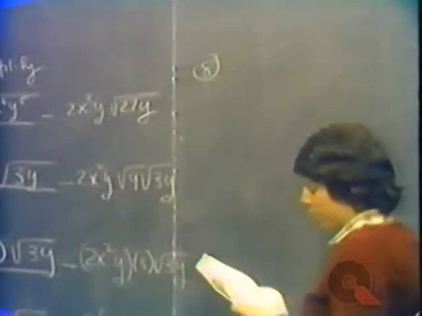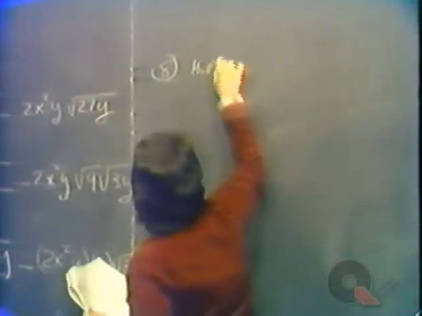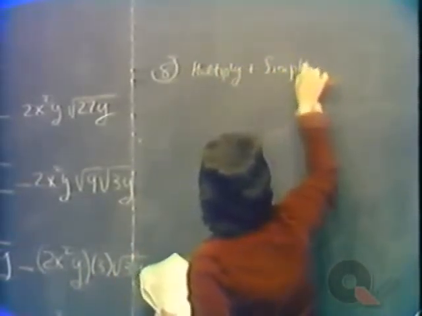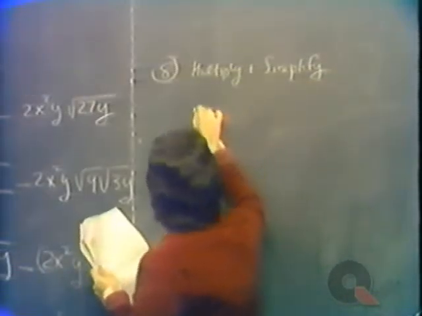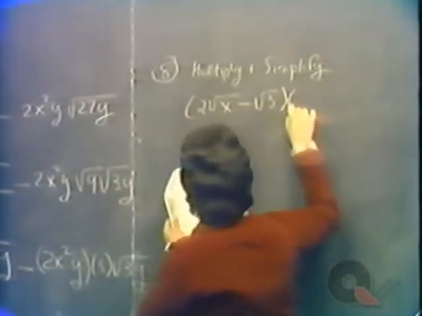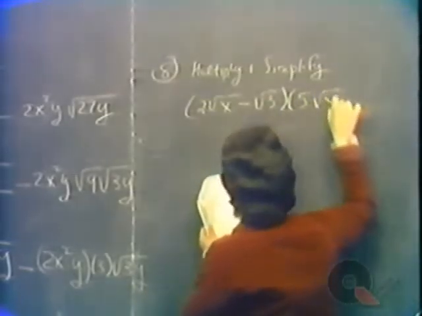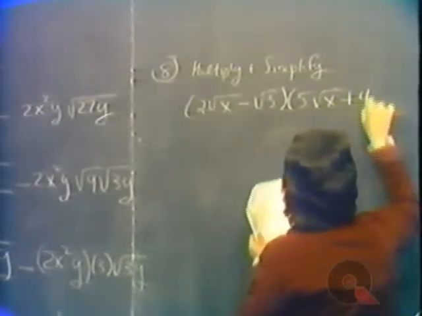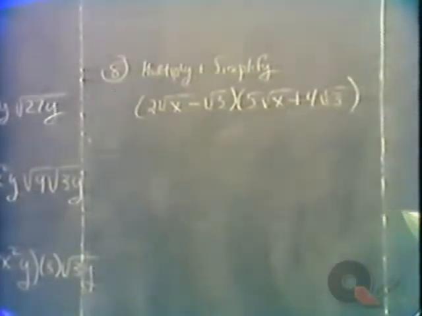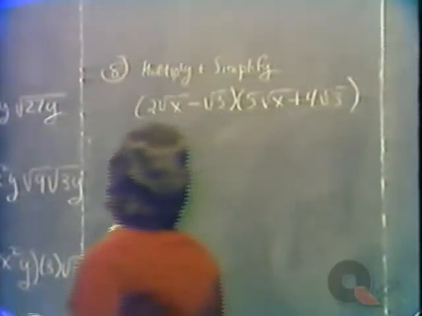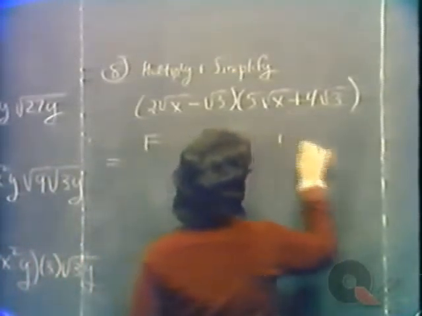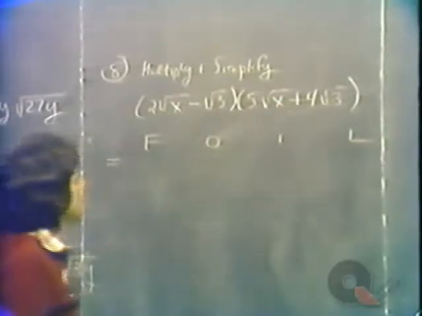In our next example, we want to multiply and simplify: 2 the square root of x minus the square root of 3, times 5 the square root of x plus 4 the square root of 3. We are multiplying two binomials, and we can therefore use the FOIL method. First, outer, inner, and last.